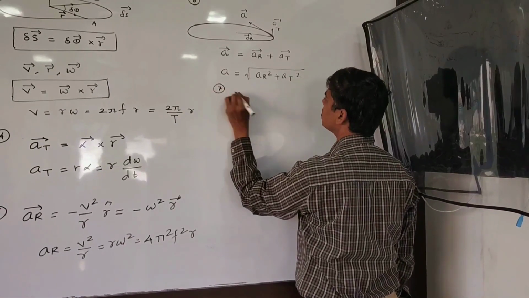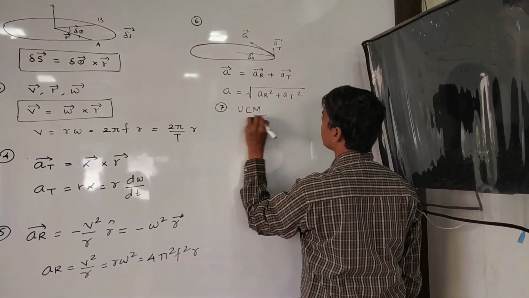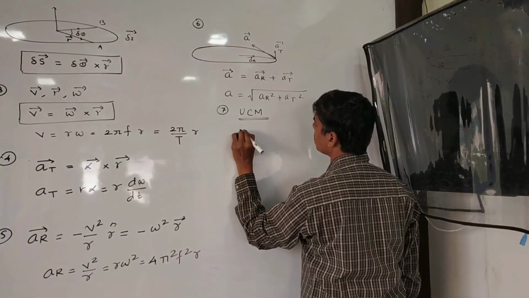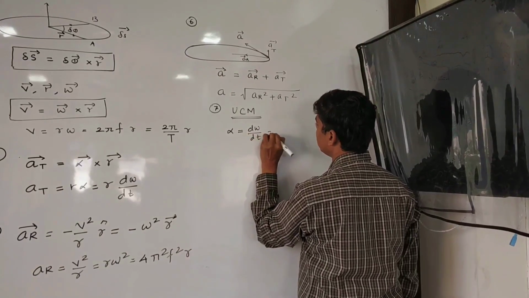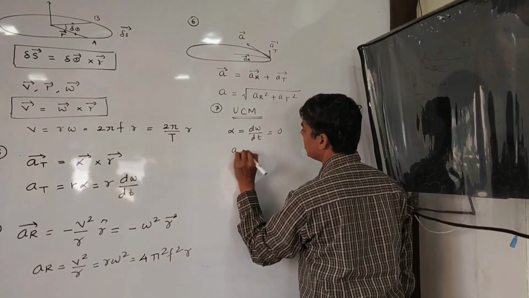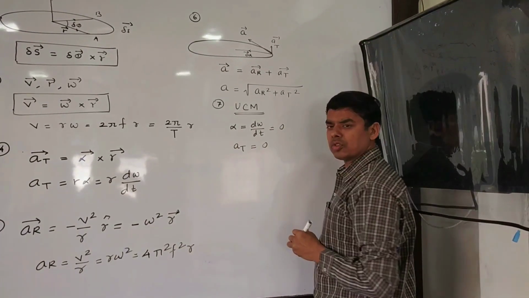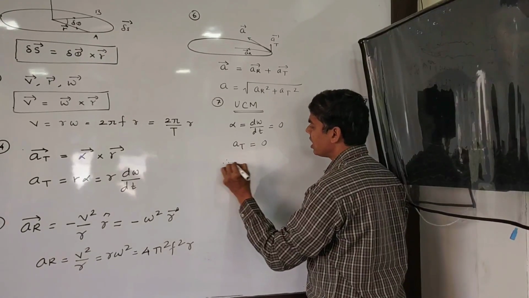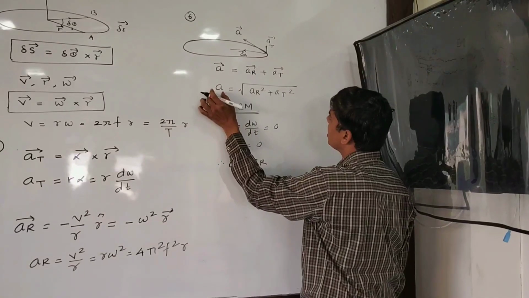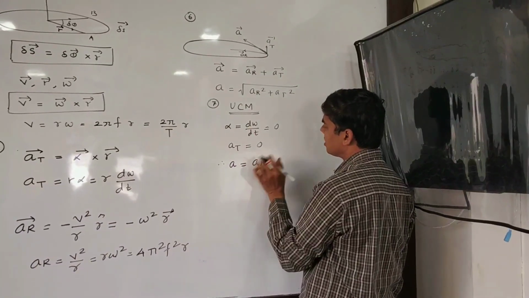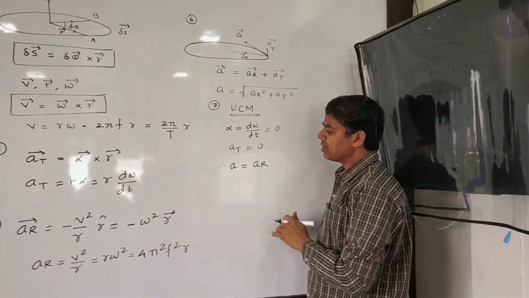But when we consider UCM, for UCM angular speed is constant, so angular acceleration is 0. As angular acceleration is 0, the tangential component of acceleration also vanishes. That's why the resultant vector is directly equal to a_r, because if a_t is 0, then the resultant acceleration in uniform circular motion is directly equal to a_r.